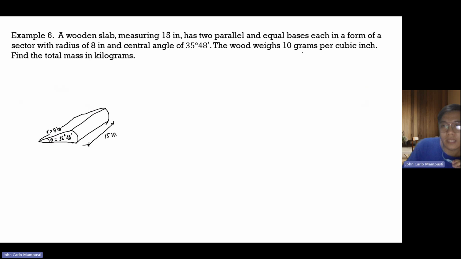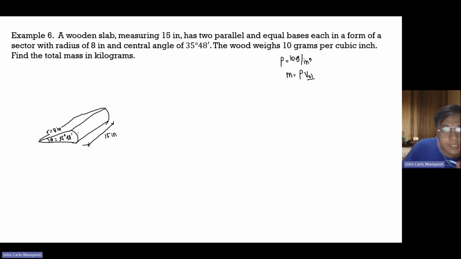Ano ba kasi tong 10 gram per cubic inch natin? So, sulat natin, 10 gram per cubic inches natin. So, this is the mass density. You have the rho or the mass density equal to 10 gram per cubic inches. Ibig sabihin, to find the mass, i-multiply lang natin yung mass density natin dun kay volume. Okay? Para makuha yung mass. So first, we need to compute the volume and then compute the mass pag nakuha na natin yung volume.